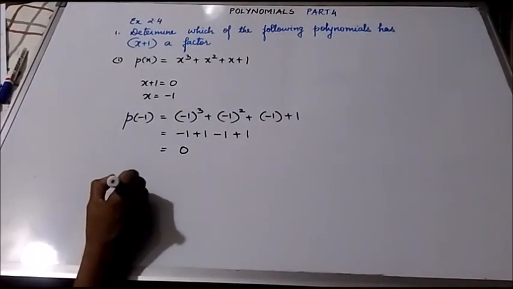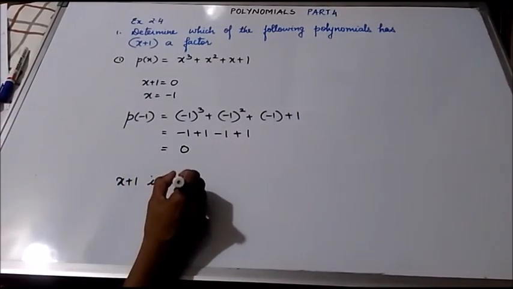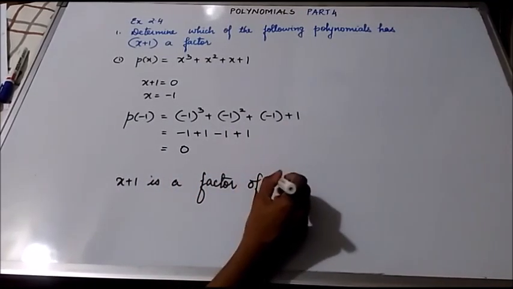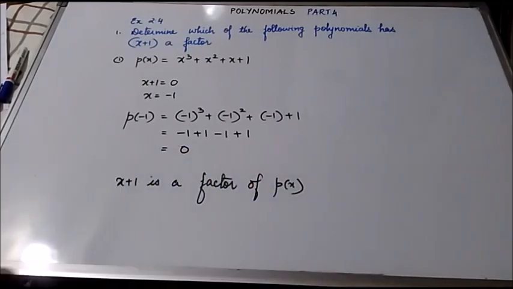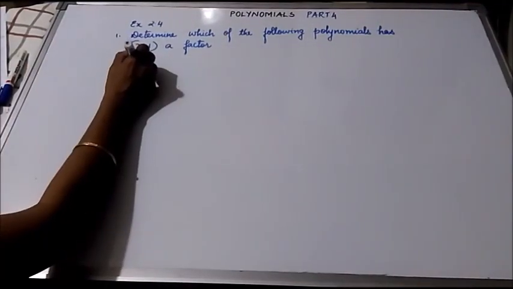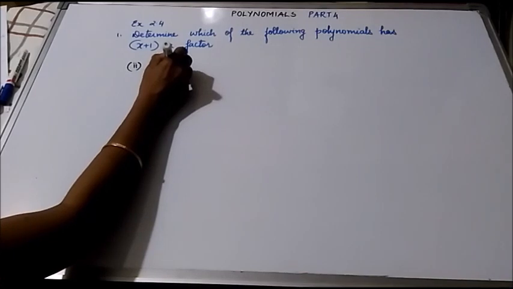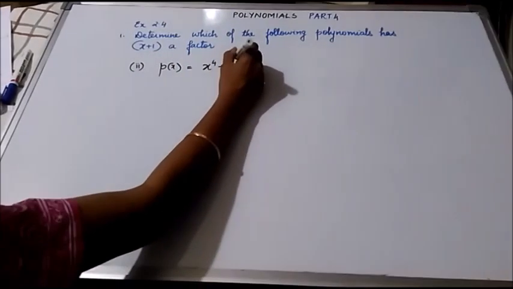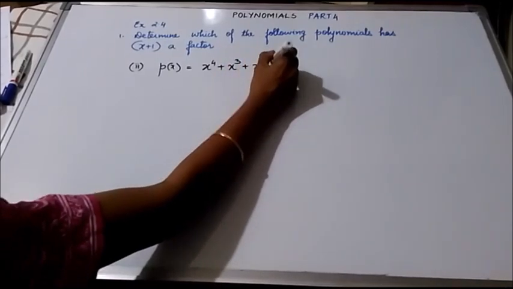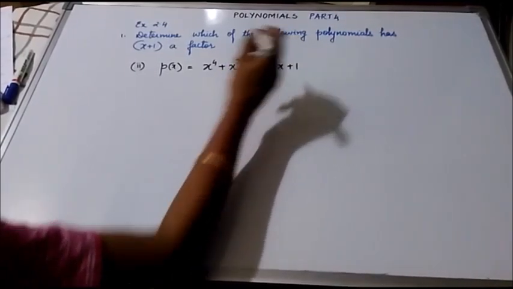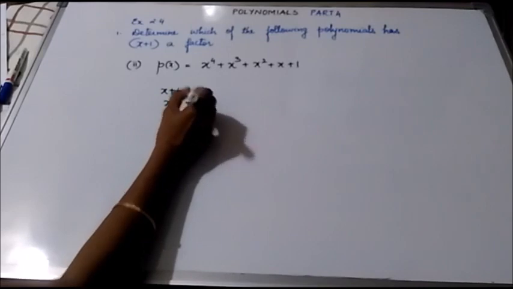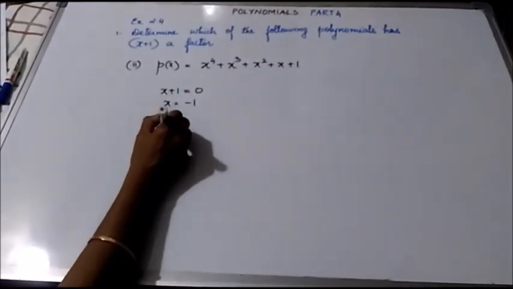Therefore, x plus 1 is a factor of p of x. Now in this, the second polynomial is given as x to the 4 plus x cubed plus x squared plus x plus 1. So first we find the 0 of x plus 1. That is x plus 1 equal to 0, x equal to minus 1. Now we find what is p of minus 1.